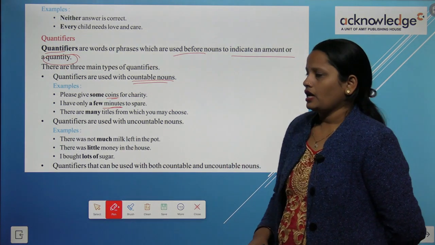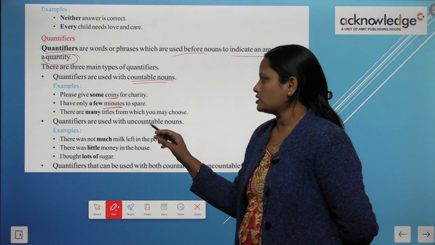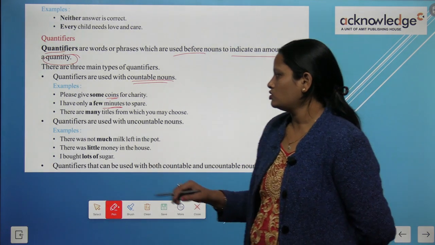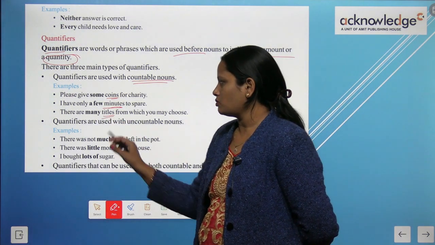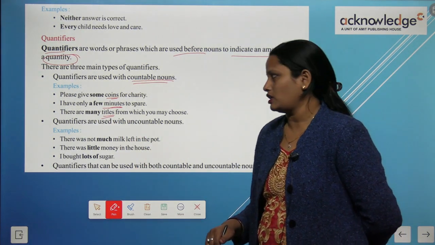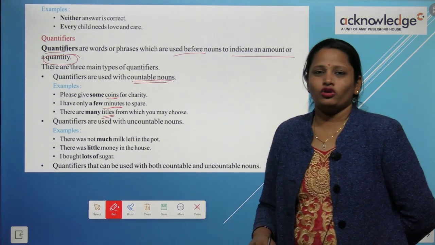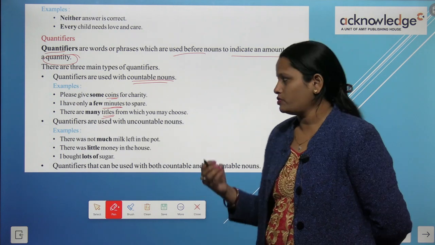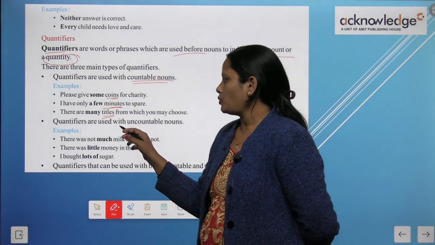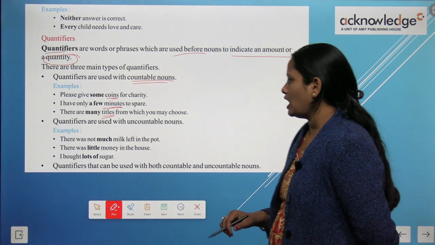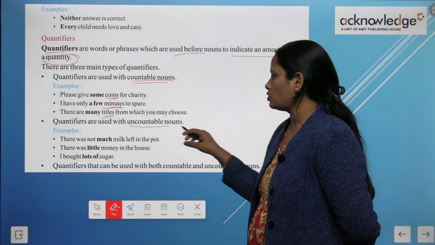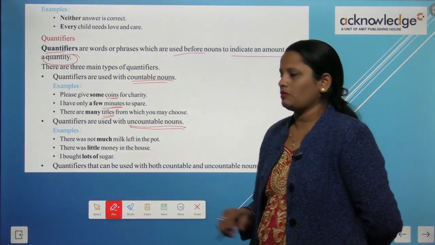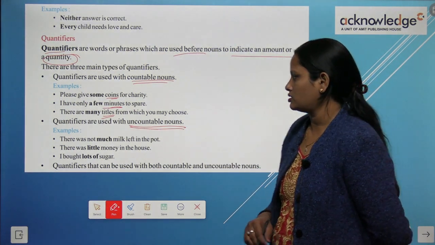To spare, and there are many titles from which you may choose. So titles को भी हम count कर सकते हैं जिसमें से हम choose कर रहे हैं. So before all these we have used the adverbs here. Now the next point is quantifiers are used with uncountable nouns. अब countable के साथ तो use कर सकते हैं but इन्हें हम uncountable के साथ भी use कर सकते हैं.